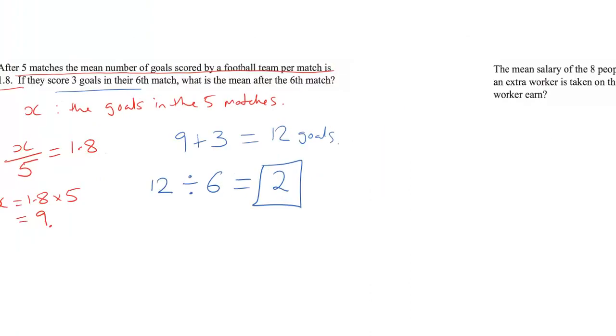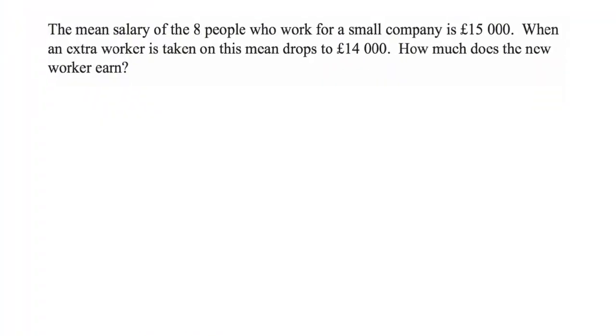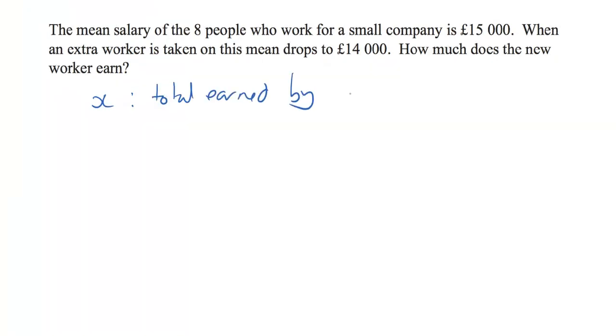Okay, final example. So let's read this one carefully, see if we can work it out in a similar fashion. The mean salary of 8 people who work for a small company is £15,000. When an extra worker is taken on, this mean drops to £14,000. How much does the new worker earn? So just like last time, let's say that X can be the total earned by the original 8 people.